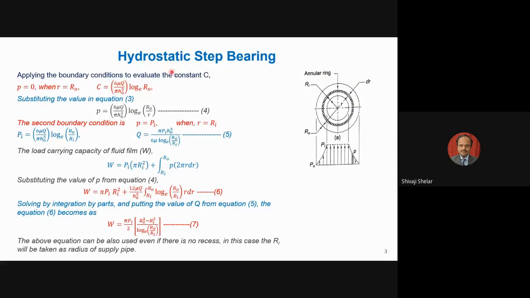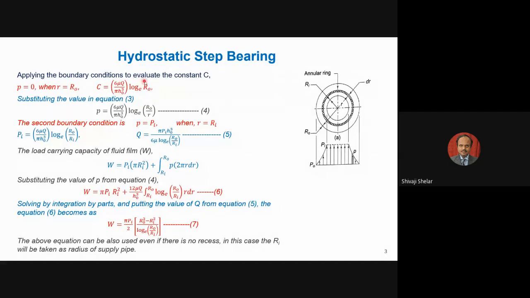So we are applying the boundary condition. The first boundary condition we are applying is when r is equal to Ro, the outside radius. When r is equal to Ro, you have your gauge pressure. Suppose you assume the lubricant is released to the atmosphere there, so the gauge pressure P is equal to Po, which is equal to 0 there. If you put this value of 0 gauge pressure, the constant of integration with this boundary condition is equal to 6 mu Q upon pi h naught cube into log Ro. So C is equal to this value.